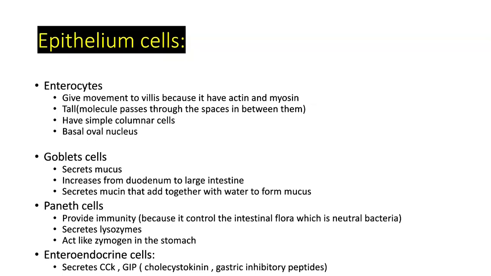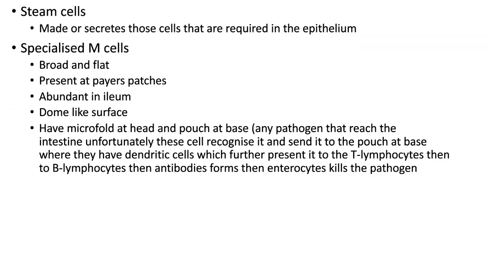Its mechanism of action is that it secretes lysozymes, which act as zymogens in the stomach. So they are basically the immune cells. The enteroendocrine cells secrete cholecystokinin and gastric inhibitory peptide in the small intestine. The next cells are the stem cells. Stem cells are found within the small intestine to make the cells that are required within the small intestine. Okay, the next cell is the specialized M cell.